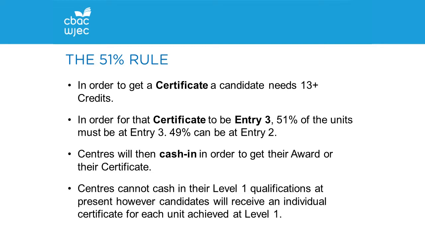For example, if a learner is entered for Entry 2 in creating narratives, 3 credits, and communicating experiences, 2 credits, and then is entered for Entry 3 for exploring Shakespeare, 3 credits, exploring narratives, 3 credits, and exploring poetry, 2 credits, that would make 5 credits awarded for Entry 2 and 8 credits awarded at Entry 3. Therefore, certification would be at Entry 3, as this is where 51% or more of the credits have been awarded.